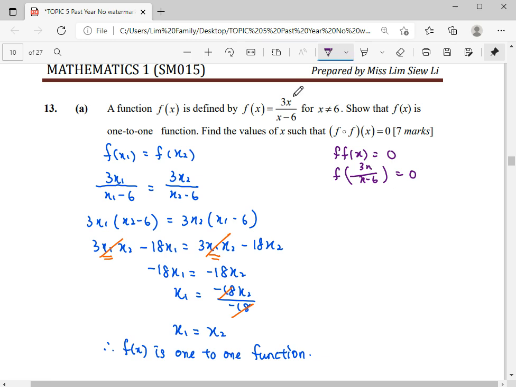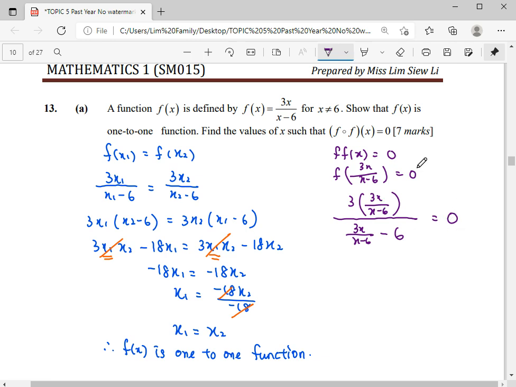Okay, substitute this into the bracket here, meaning the place of x here. It will be 3x over x minus 6. Okay, so this is what we substitute. Substitute this fraction into the place of x, which is next to 3 here. So this is our fraction. We have to simplify and get to the value of x.